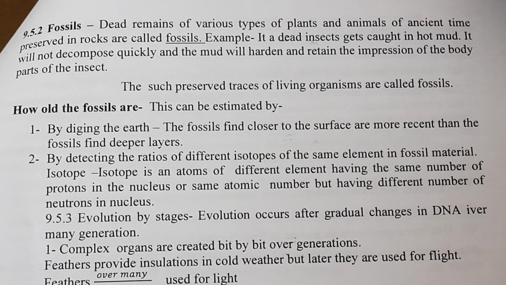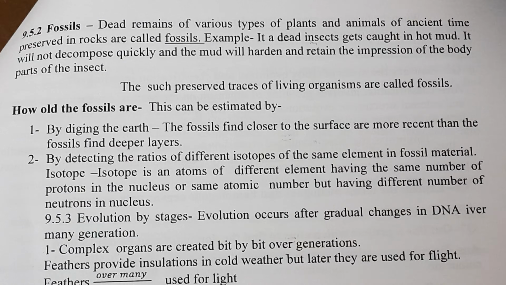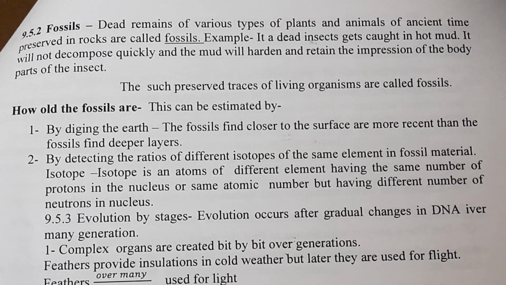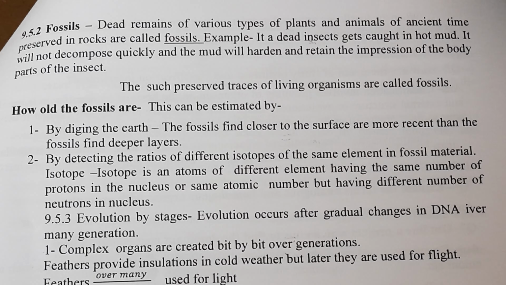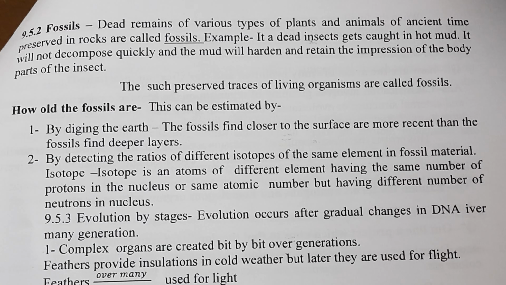Now, how do we know about this evolution, that this evolution of changes takes place over the years? We know about the evolution by the fossils. Fossils means dead remains of various plants and animals. Plants और animals की dead remains होती है, वो buried हो जाते हैं rocks के अंदर, और इसको बोलते हैं fossils. For example, if a dead insect gets caught in hot mud, it will not decompose quickly and the mud will harden and retain the impression of the body parts of the insect. And such preserved traces are known as fossils.